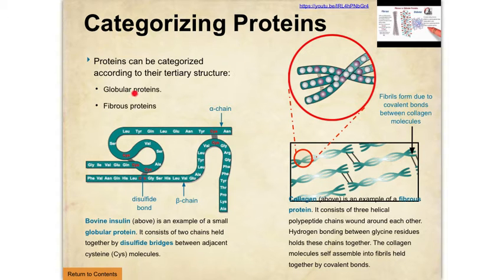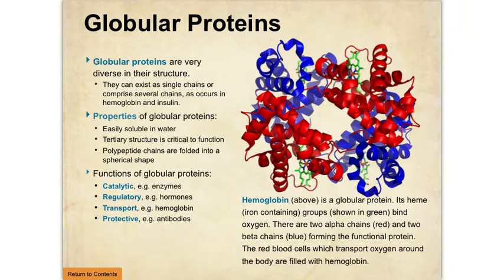Okay, here is another view of how you can categorize proteins. Some can be globular, some can be fibrous. Bovine insulin, bovine means from cows, is a small globular protein because they kind of are stuck together in a glob. And then collagen here is an example of a fibrous protein.